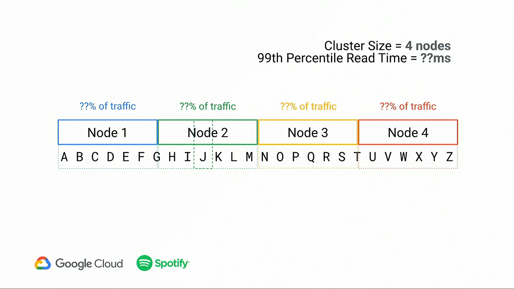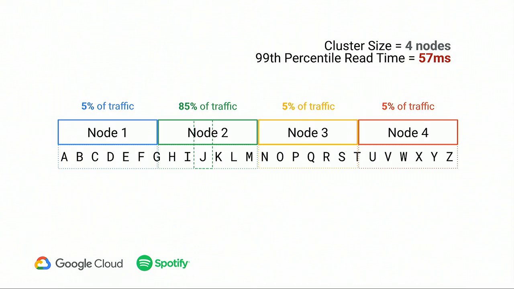Node 1 contains A through G, node 2 is G through M, node 3 is N through T, and so on. But the key that starts with J is still receiving a lot more traffic than all the other keys in the cluster. So if we do the math again, we see that we now have a very unbalanced cluster. Nodes 1, 3, and 4 are each serving 5% of the traffic, which is great. They have a lot of capacity, and they're going to be very fast. However, in the worst case, or even in the 99th percentile case, node 2 is serving 85% of our traffic.